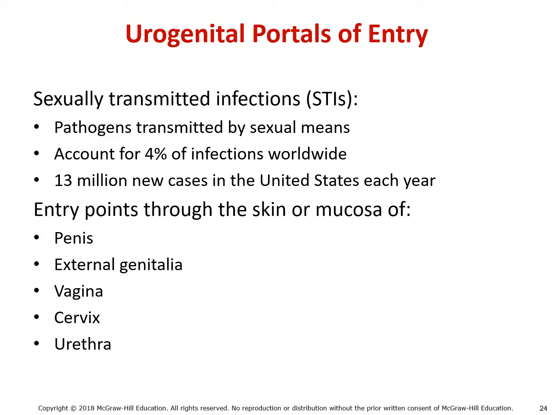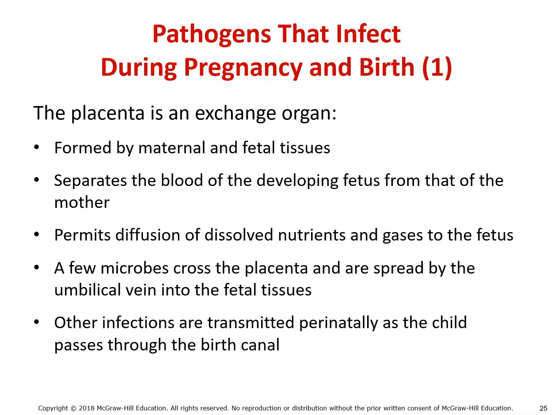So how do we get in through the sexual and urogenital pathway? Well, through things like the penis, the genitalia on the outside, the vagina, cervix, or even the urethra. An important thing to note is that whenever the baby is being developed, we want to protect it from typically pathogens. And so we put a lot of emphasis in trying to screen and protect the baby.